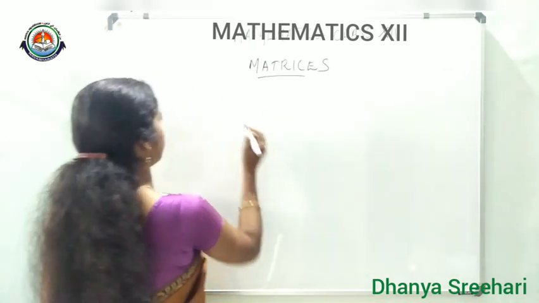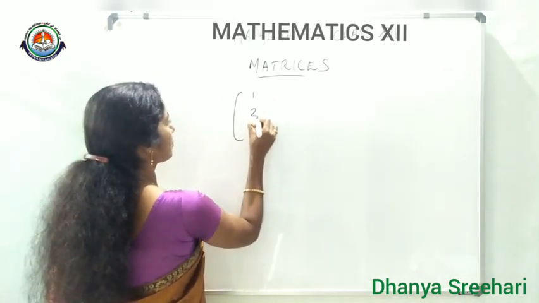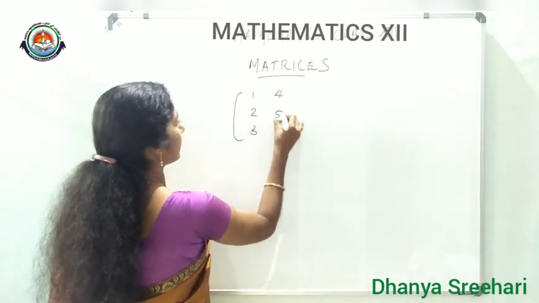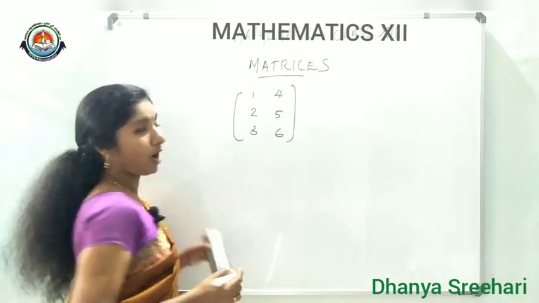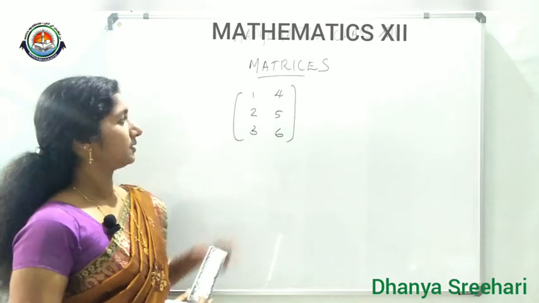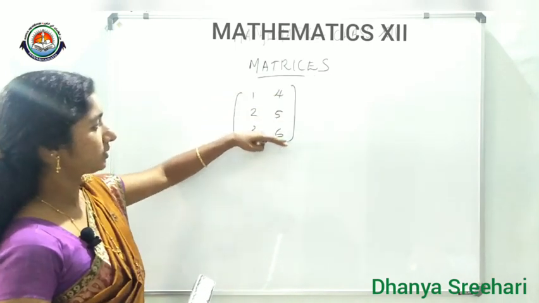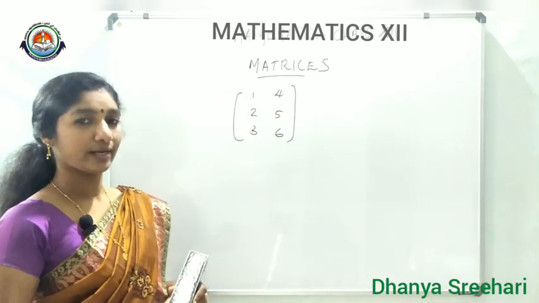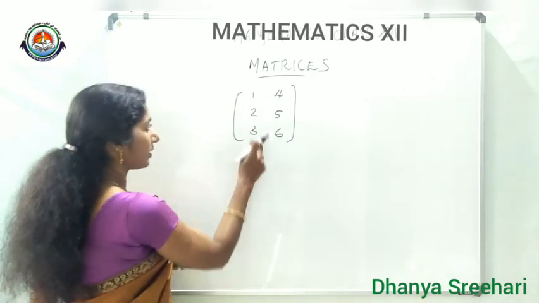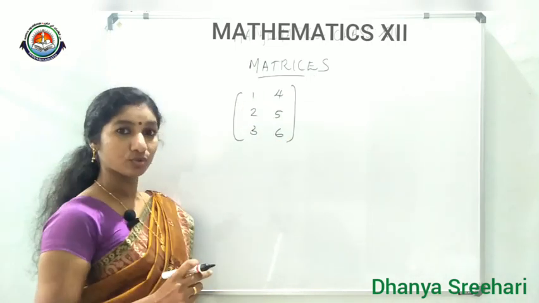Another example. 1, 2, 3, 4, 5, 6. How many rows are there? 1, 2, 3 rows are there. And how many columns? 1 column, 2 columns. So total 2 columns are there.